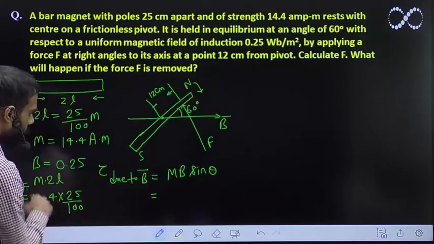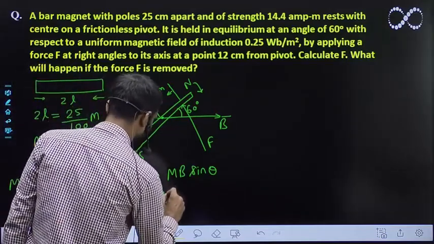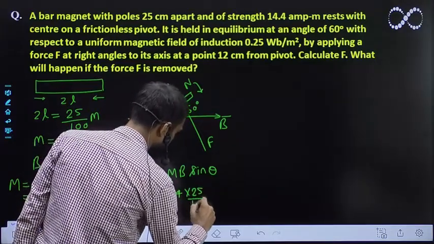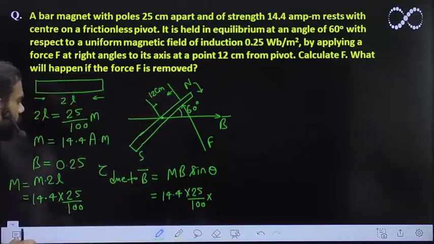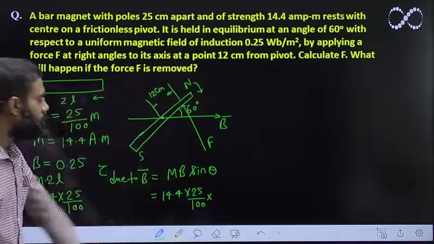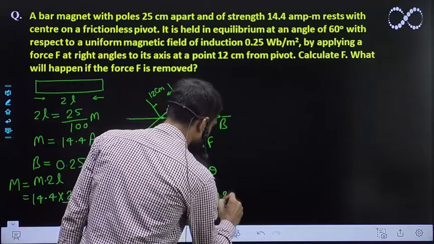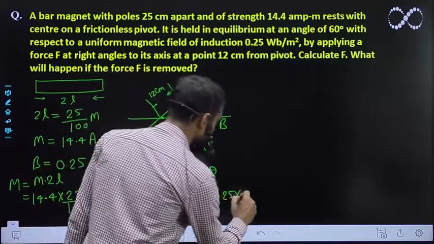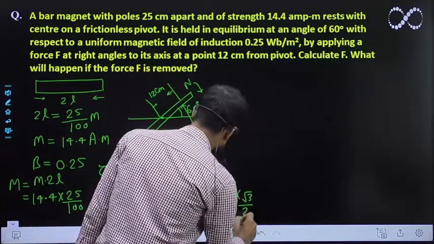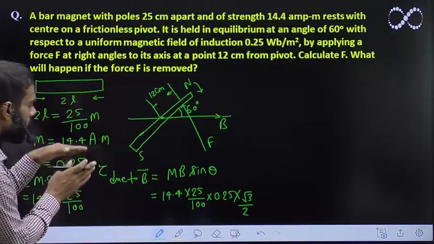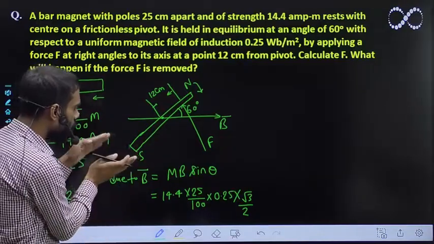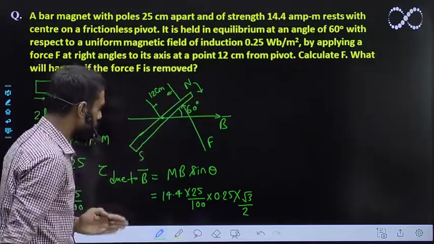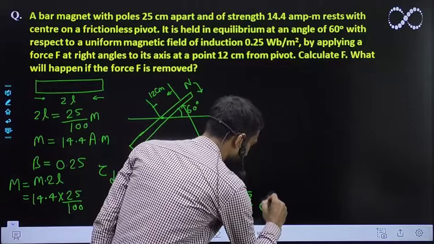So this is the capital M, and you can put the value here. This becomes 14.4 into 25 upon 100. The value of B is given in the question as 0.25. So this becomes 0.25 into sin 60. The value of sin 60 you know, root 3 upon 2. This is the torque you are getting due to the magnetic field, and due to this torque the bar magnet will try to rotate in the clockwise direction.